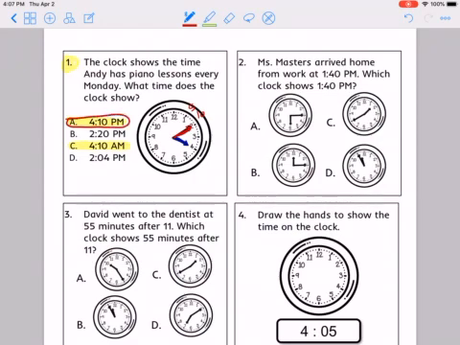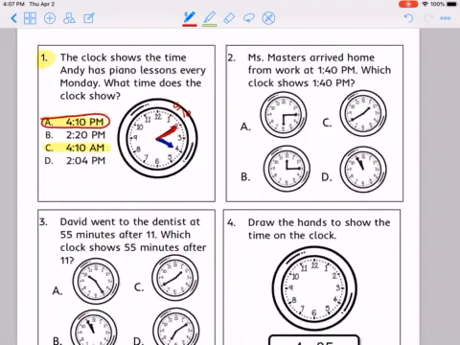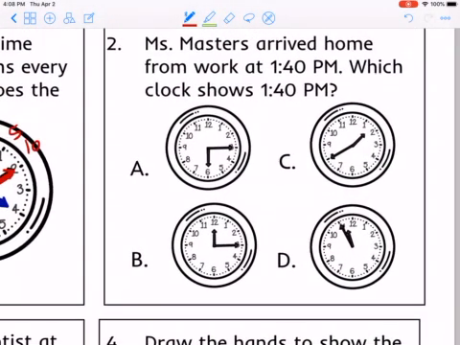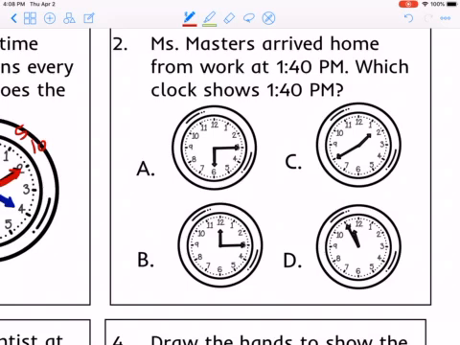Let's look at the second one. Mrs. Masters arrives home from work at 1:40 p.m. 1:40 p.m., is that going to be in the morning or in the afternoon? Think about that in your head, and then we just have to find the clock. 1:40 p.m.